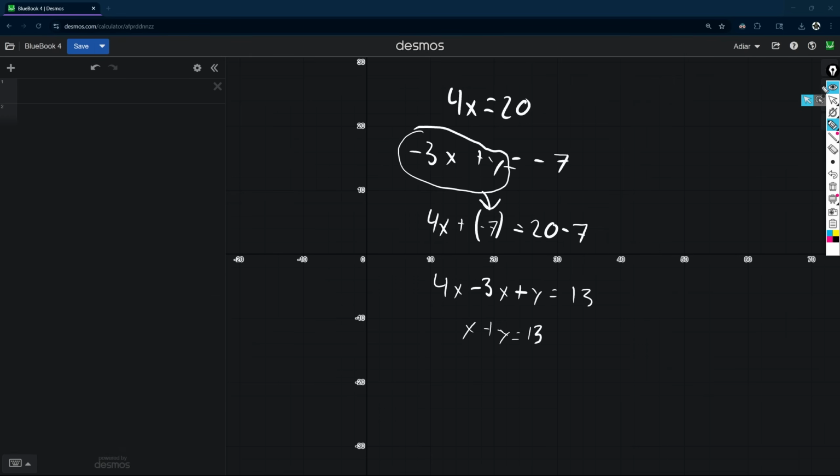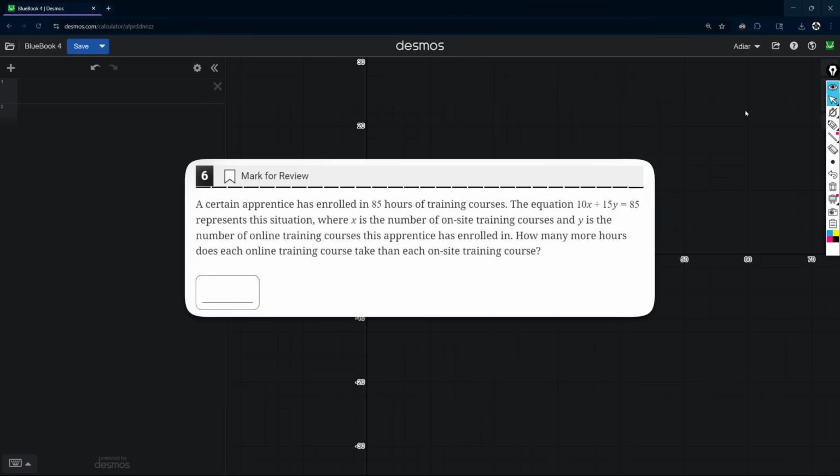But either way works. Question number 6 says, a certain apprentice has enrolled in 85 hours of training courses. The equation 10x plus 15y equals 85 represents the situation, where x is the number of on-site training courses and y is the number of online training courses this apprentice has enrolled in. How many more hours does each online training course take than each on-site training course?